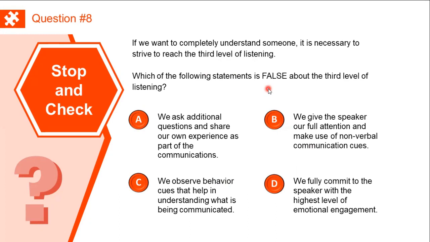You might recollect that in the third level of listening, we need to give the speaker our full attention and make use of the non-verbal communication cues, as well as observe behavior cues that help in understanding what is being communicated. And also we fully commit to the speaker with the highest level of emotional engagement, but not option A, wherein we ask additional questions and share our own experience as part of the communications. Sharing our own experience is not the third level of deep listening. And let us take a look at the theory material.